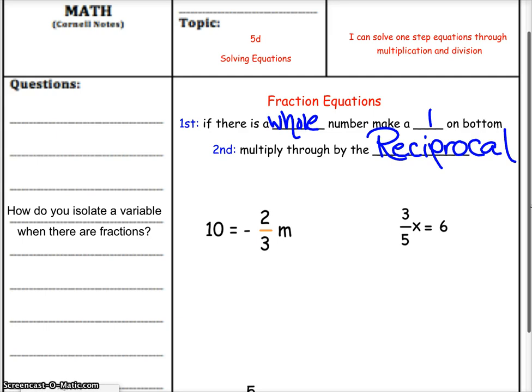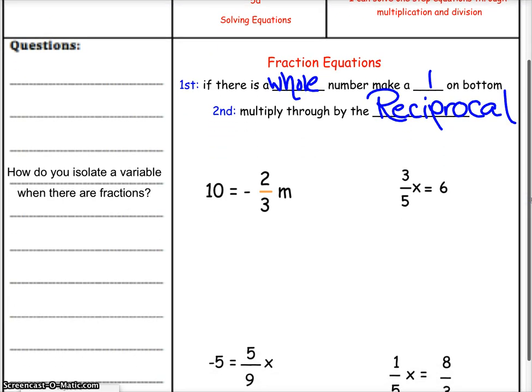Okay, so 10 equals negative 2/3 n. Step 1, I'm going to put a 1 on the denominator. Okay, now I'm going to multiply through by the reciprocal. Remember it's negative, so I'm going to multiply through by negative 3/2. It's hard to show my math there, but what happens is all this cancels out. So I need to multiply this side by 3/2 as well, because algebra says what you do to one side, you must maintain the equality and do it to the other.